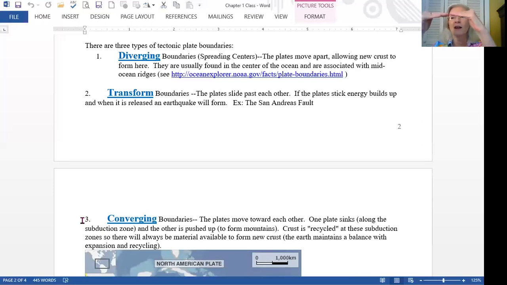Because if at diverging boundaries, material comes up to fill the void, it's got to come from someplace. You can't just keep pushing up and pushing up and pushing up. At some point in time, you've got to replenish your store of materials. And that takes place at converging boundaries.